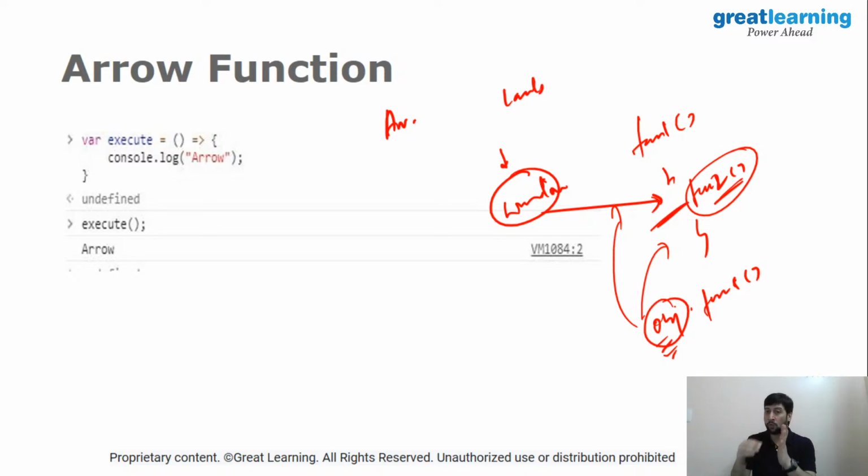Now if you don't want that binding over and over again, you will use an arrow function. If you declare the function with the help of an arrow function, it will be automatically bound with this object, and this time around it won't be associated with window, it will be associated with this object.